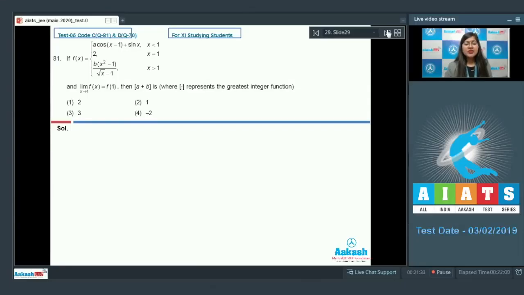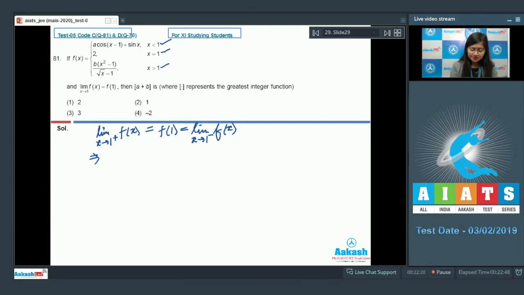Next is question number 81, which says that if f(x) is equal to a cos(x minus 1) plus sin x when x is less than 1, equal to 2 when x is equal to 1, and equal to b times (x square minus 1) upon (root x minus 1) when x is greater than 1, and the limit of x tending to 1 of f(x) is equal to f(1), then the greatest integer of a plus b is. Now it is given that the limit x tending to 1 plus f(x) is equal to f(1) is equal to the limit of x tending to 1 minus f(x).